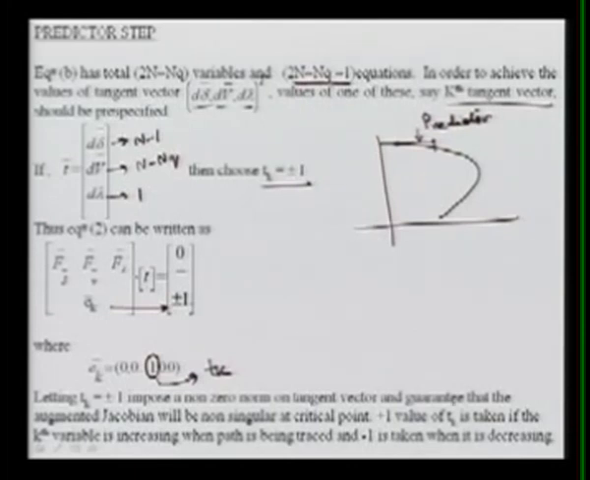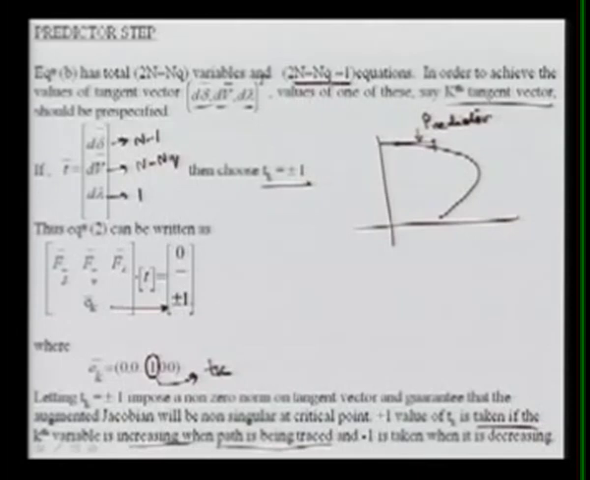Plus 1 is taken for Tk if the kth variable is increasing when the path is being traced. If these tangent values are increasing while tracing, while going along the path, then it will be taken as 1, and it will be taken as negative when it is decreasing. Normally this side it will be taken as a negative value.